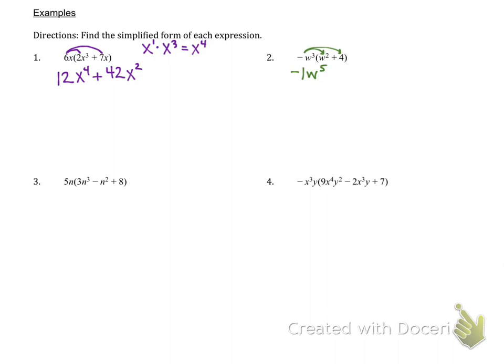Negative 1 times a positive 4 is a negative 4. And since there's no w's to combine the exponents, I'm still going to put w cubed. So my answer is, if you want to write that one, you can, or to simplify it completely, I'm going to write negative w to the 5th minus 4w cubed.